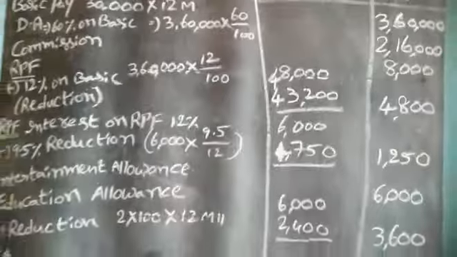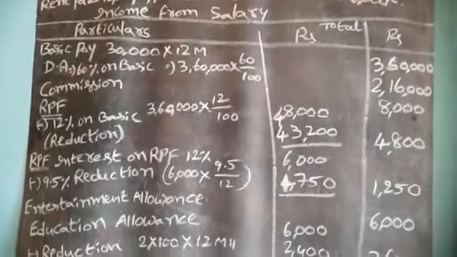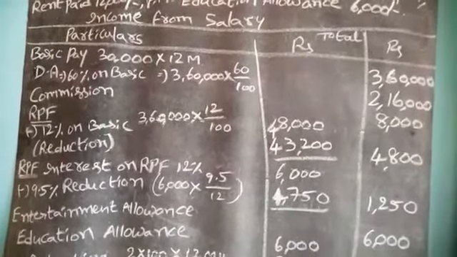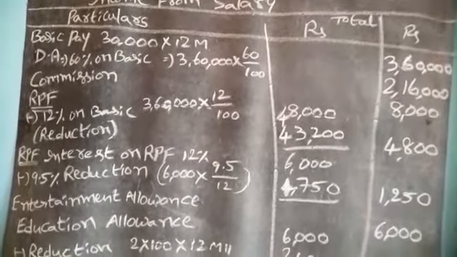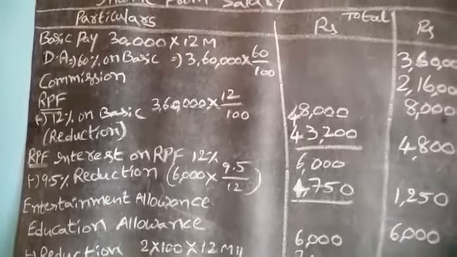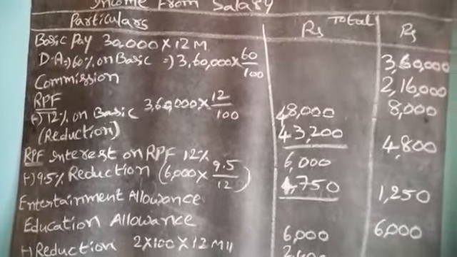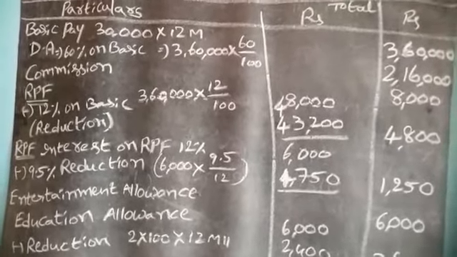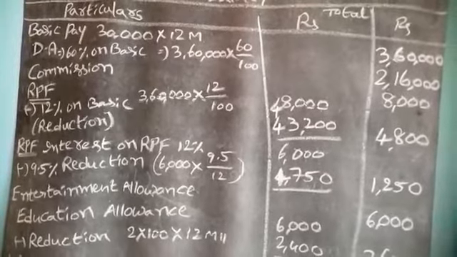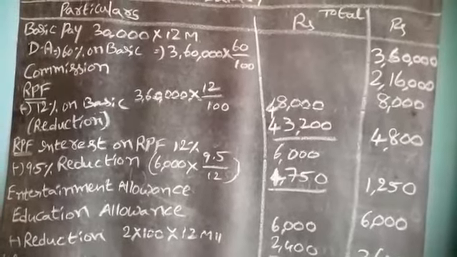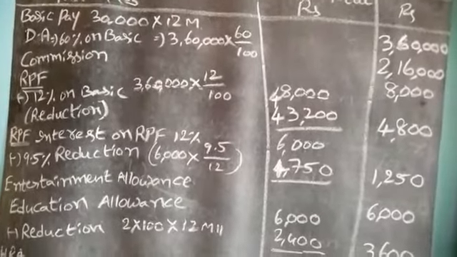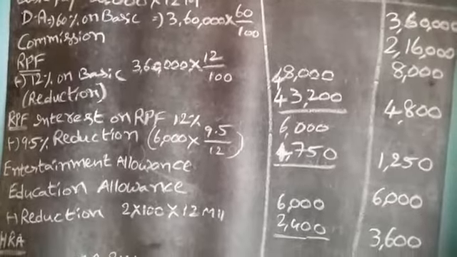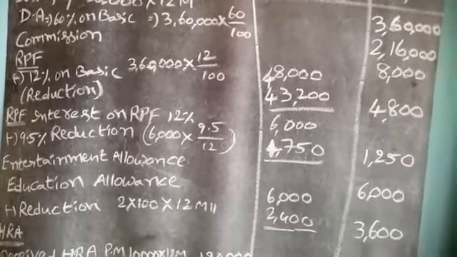Next, the solution. First we draw the table: particulars, total rupees, calculation of the income from salary. First we take the basic pay 30,000 into 12 months, 3 lakhs 60,000, and the 60% DA on basic: 3 lakhs 60,000 into 60 by 100, 2 lakhs 16,000. Commission 8,000, and RPF 12% on basic.